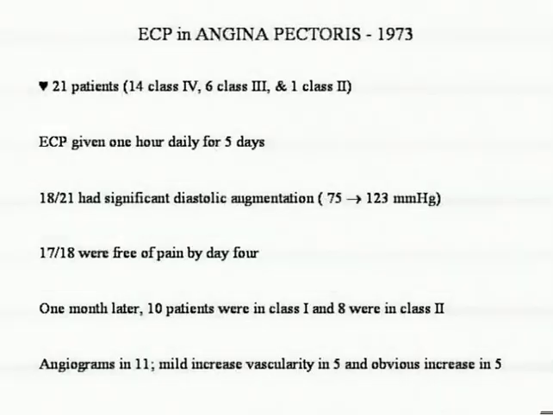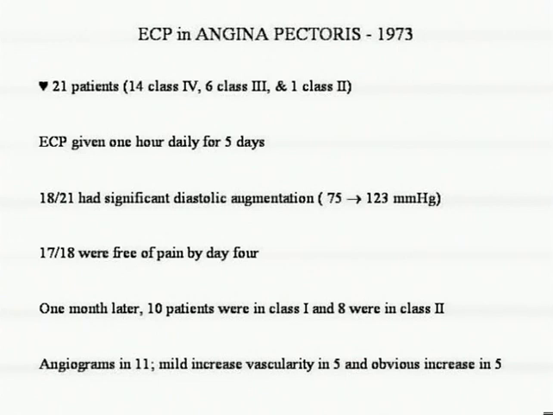21 patients with angina. 14 were in class 4, that means they're having pain at rest. 6 are in class 3, that's pain and shortness of breath within 2 blocks, 2 flights of stairs. You give them external counterpulsation using the old-fashioned hydraulic device for 5 days. Now in 18 of the 21, the treatment was technically successful. They had good diastolic augmentation. They raised their blood pressure about 50 points. And of these good augmenters, 17 of the 18 were free of pain by day 4.